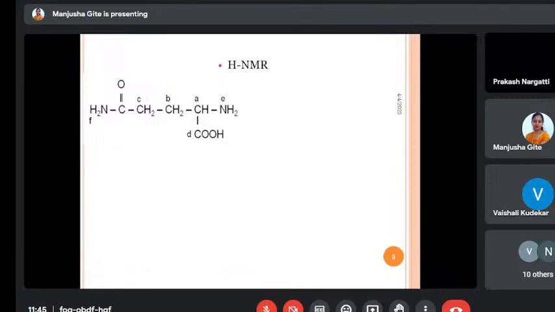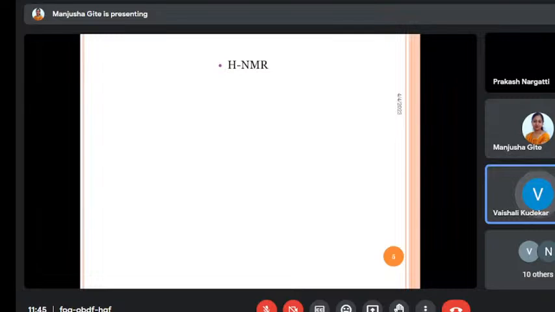Nuclear magnetic resonance. How many types of NMR are there? NMR can be proton NMR, C13 NMR, and those having magnetic moment. All those compounds are magnetic, so we can have NMR for that compound. Okay. Nuclear magnetic resonance spectroscopy. There are two types: HNMR, proton nuclear magnetic resonance, and CNMR, carbon nuclear magnetic resonance.